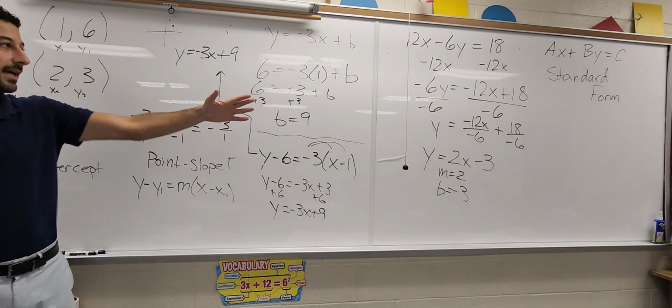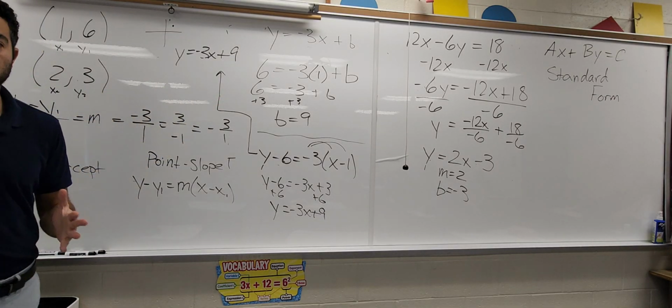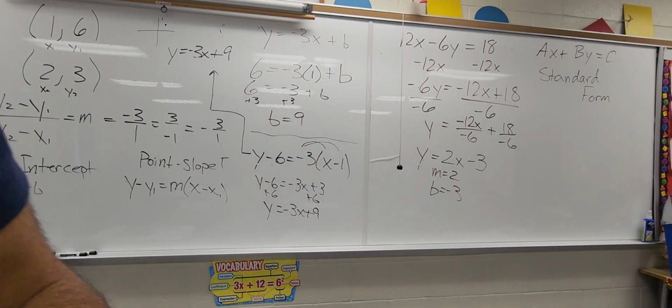So standard, point slope, slope intercept, those are your 3 forms. You'll get started on the homework in just a bit about that. All right, let me just stop recording.